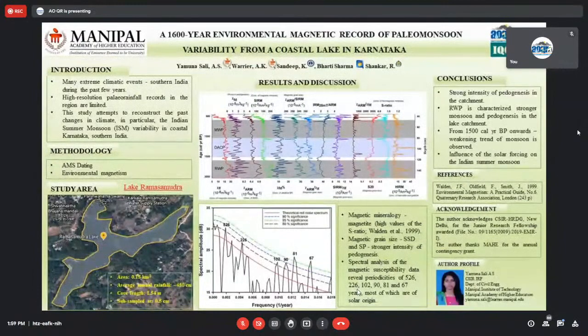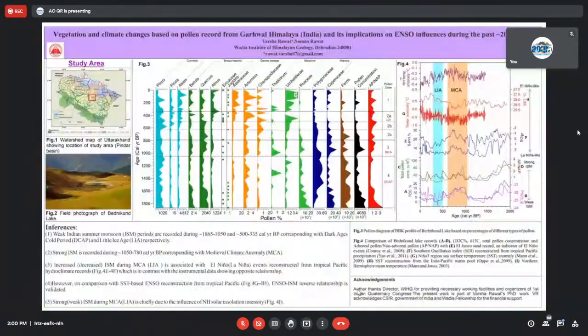Now we'll move on to the next poster presentation, that is by Varsha Rawat and Suman Rawat. The title of the poster is Vegetation and Climate Changes Based on Pollen Record from Garhwal Himalaya and its implication on ENSO influences during the past around 2000 years. So, Ms. Rawat, please. Yes, thank you, sir.